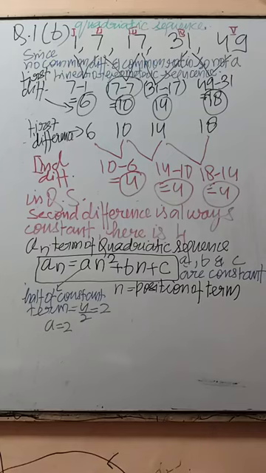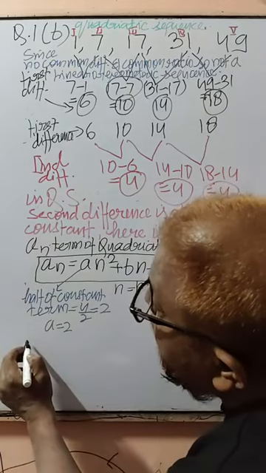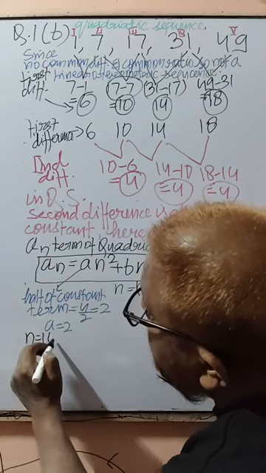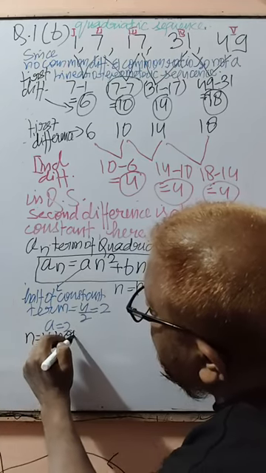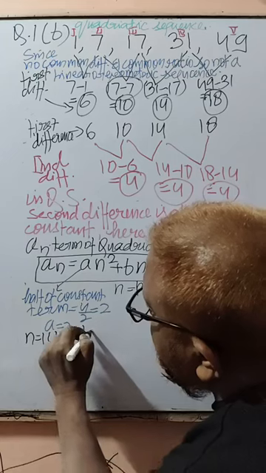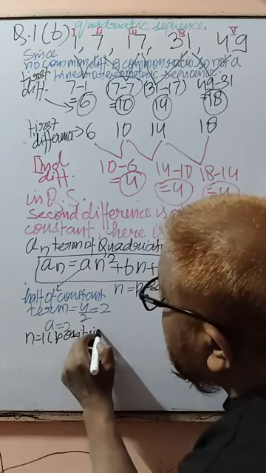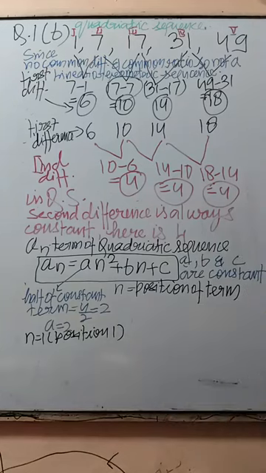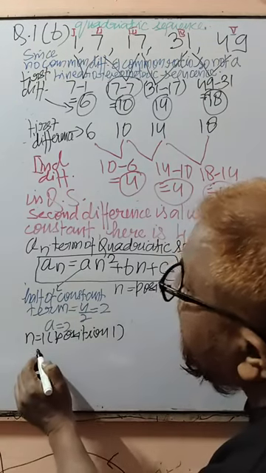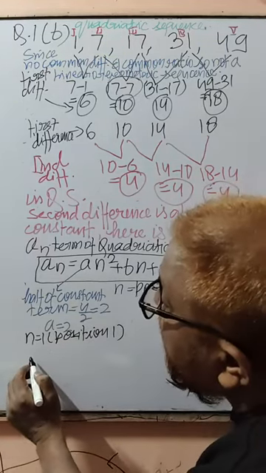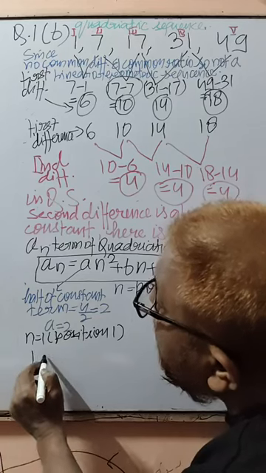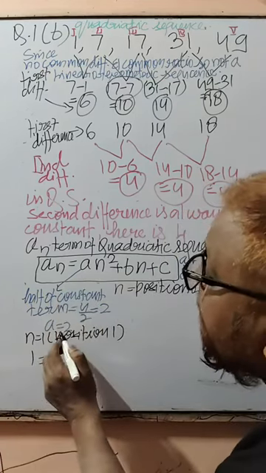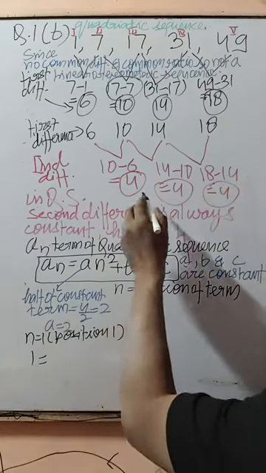If I take n equal to 1, meaning position 1, then a1 is equal to 1, and A is half of the constant term, that is 2.